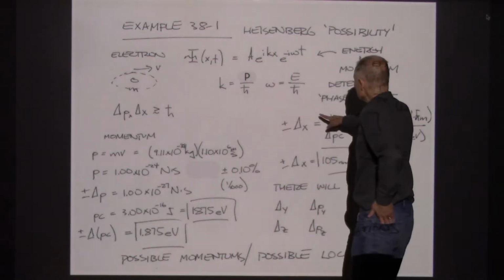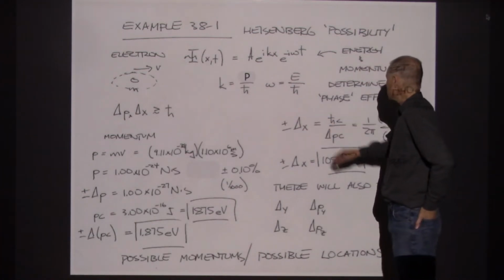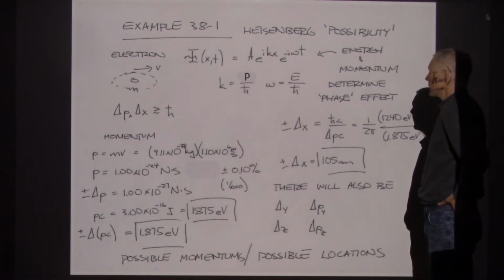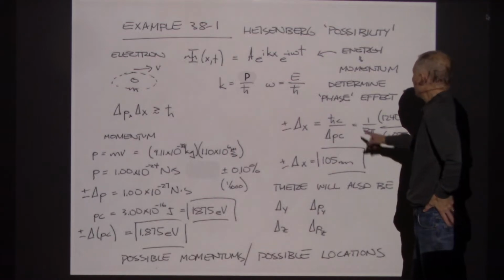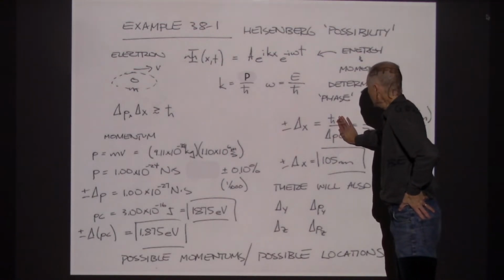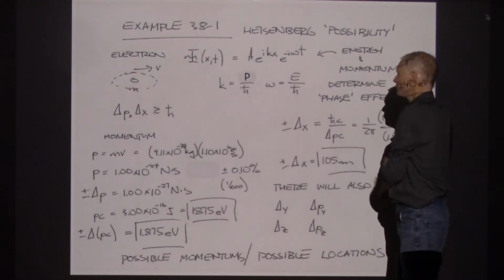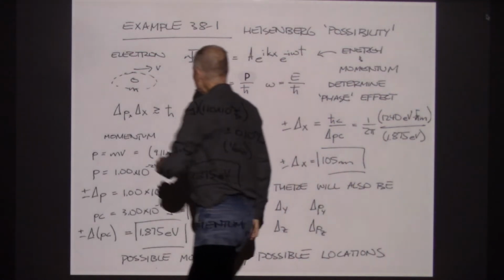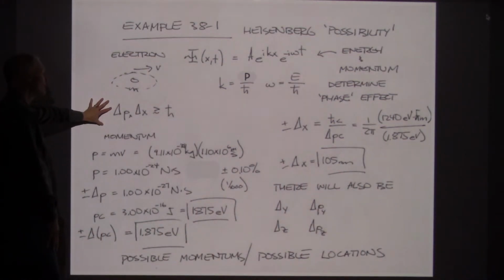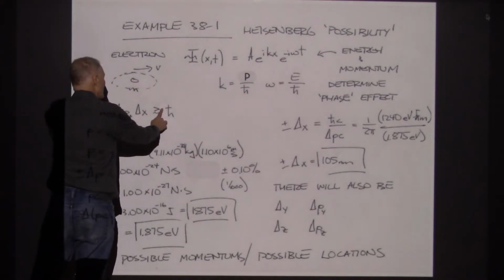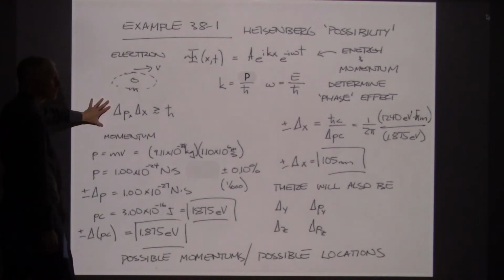Now I can solve for delta x. Delta x is going to be given by h bar over delta p. So here is our Heisenberg possibility formula. I'm going to set this to be an equal sign just to simplify the calculations here.